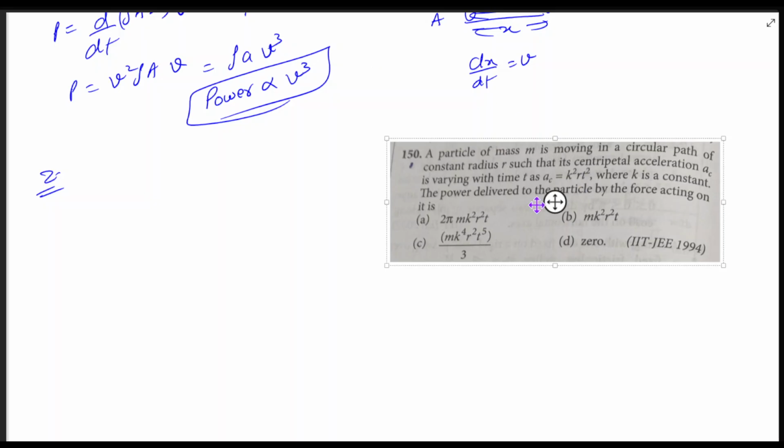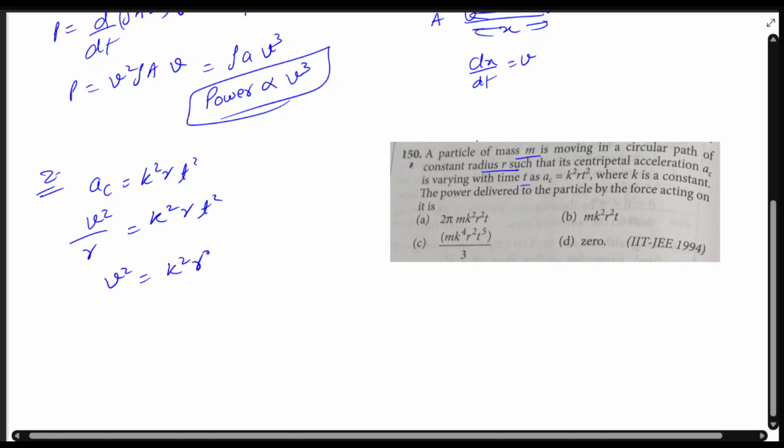We have solved this question in foundation class 9th. We have mass m moving in a circle of constant radius. The centripetal acceleration is varying with time as a_c equals k square r t square, and we know centripetal acceleration is v square by r, equal to k square r t square. So we have v square equal to k square r square t square. So v will be k r t.